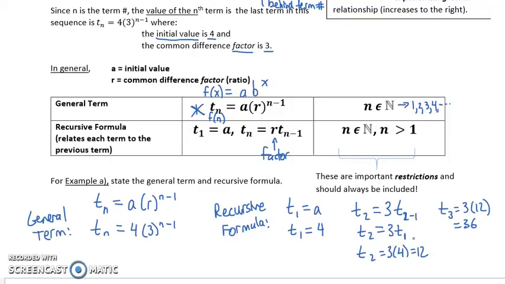That's not what it's asking us. It's not saying to come up with all the terms. It's asking us to state the recursive formula. So what I should say is down below T1 equals 4, I should say that Tn is equal to 3 times Tn minus 1, such that n is the set of all natural numbers, 1, 2, 3, but it can't be 1. It has to be greater than 1. Because if I have T1 equals 3 times T of n minus 1, then the n minus 1 would be 0, and I don't have a 0th term.